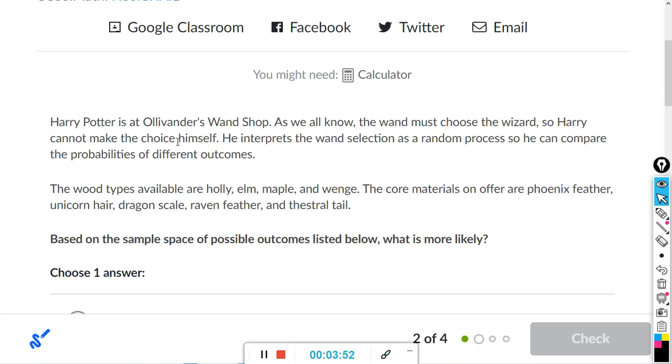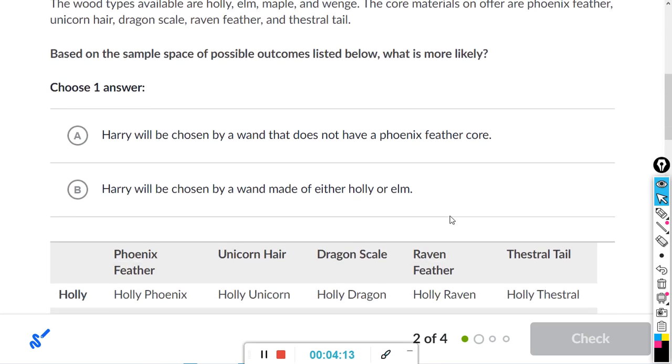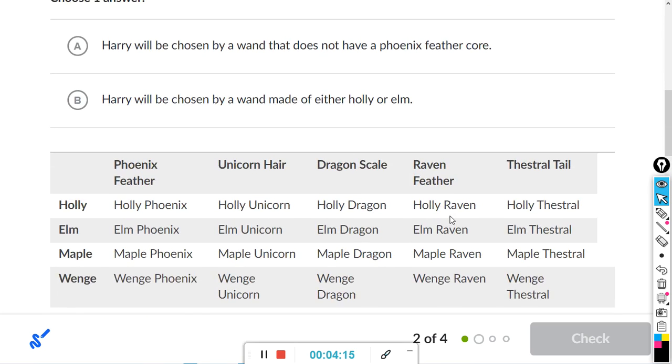Harry Potter is at Ollivander's wand shop. The wand must choose a wizard. Harry cannot make the choice himself. The wood types available: holly, elm, maple, and whinge. Core materials are phoenix feather, unicorn hair, dragon scale, raven feather, and thestral tail. Sample space outcomes listed below. What is more likely? Okay, this is easy.